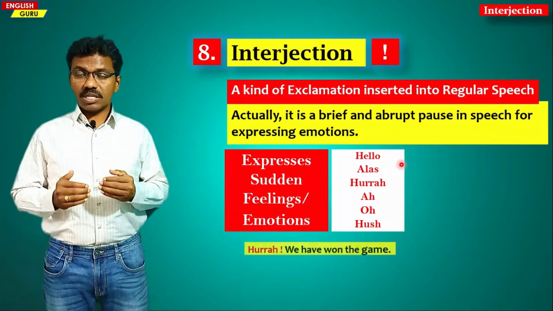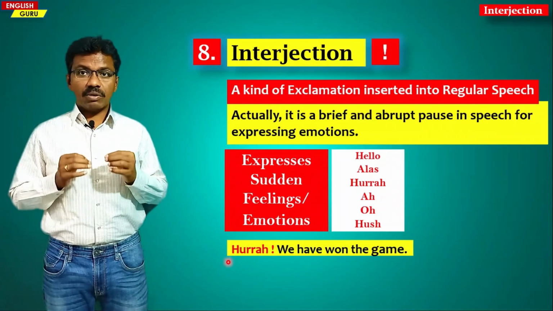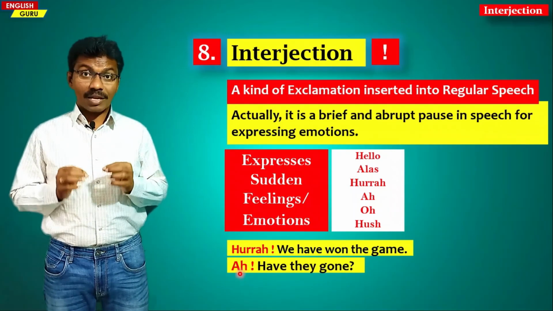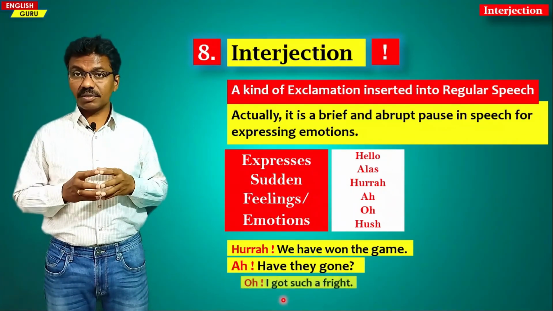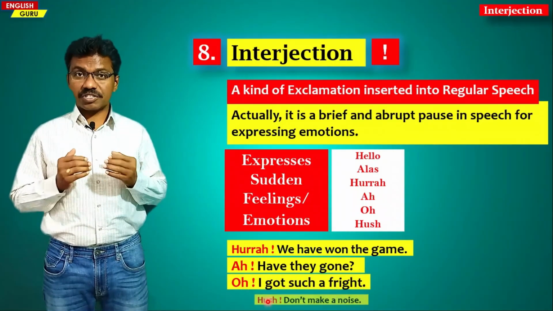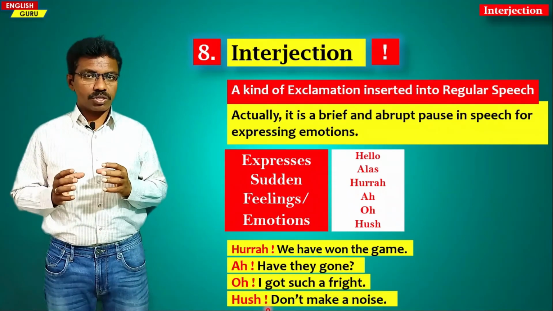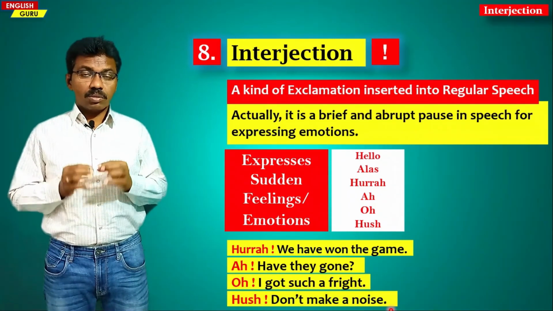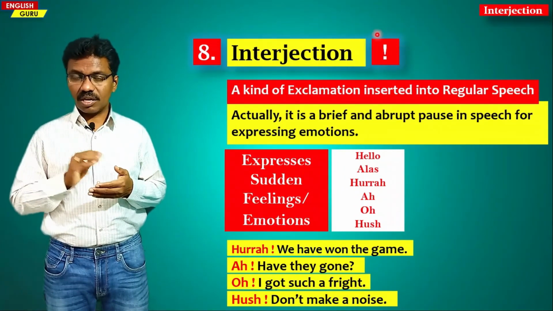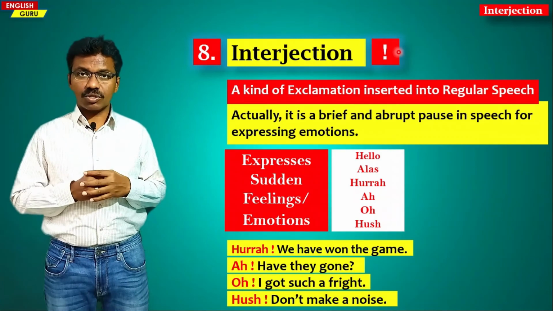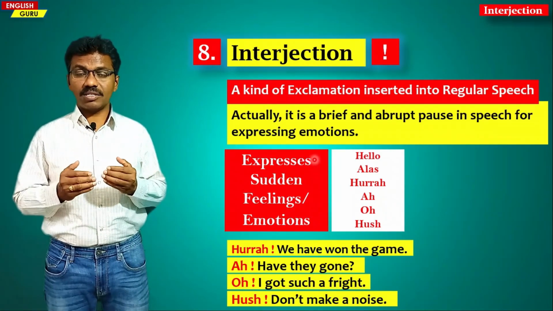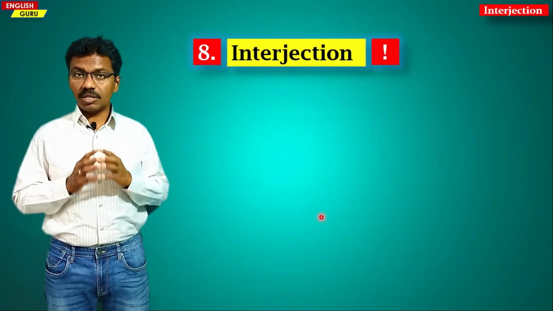For example, if you see them in sentences, Hurrah, we have won the game. Hurrah is an interjection. In the next sentence, Huh, have they gone? Huh is an interjection. In the next sentence, Oh, I got such a fright. Oh is an interjection. Shh, don't make noise. Shh is an interjection. The most important thing is we have to use an exclamation mark after the interjection in a sentence. So interjections are used to express sudden feelings or sudden emotions of an individual.